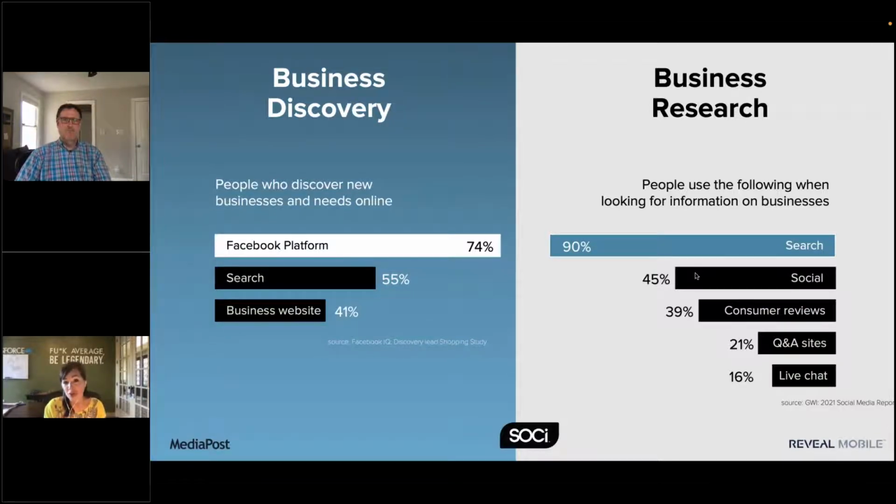If you flip to the right of this chart, when people are actually looking for research, I have a need, now let me research my options. Of course, search dominates here, but look what's second. Social is becoming the number 2 channel that consumers are researching when they have a need. So again, outside of just discovery, social is a really important factor, and to make sure that your brand is there, it's present when those consumers are researching. I'll give you another stat.